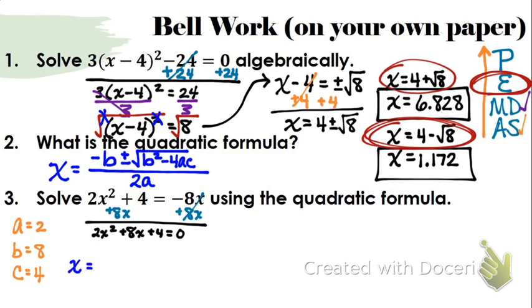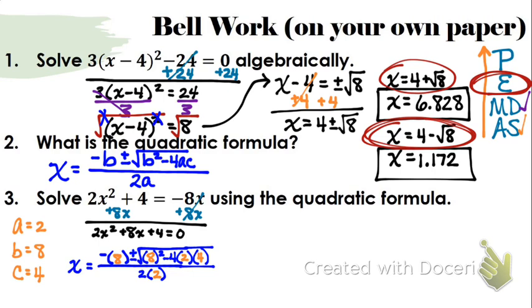So I have x equals negative, and then we're going to plug in the 8, plus or minus the square root of 8 squared minus 4 times parentheses 2, parentheses 4, and then over 2 times parentheses 2. We're going to clean this up just a little bit, and then we're going to pop it in the calculator.